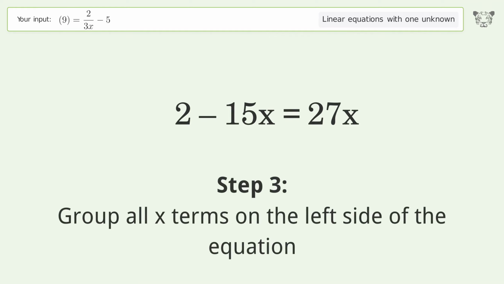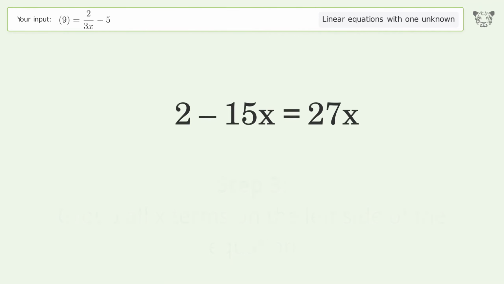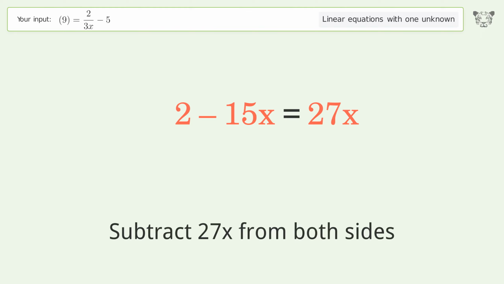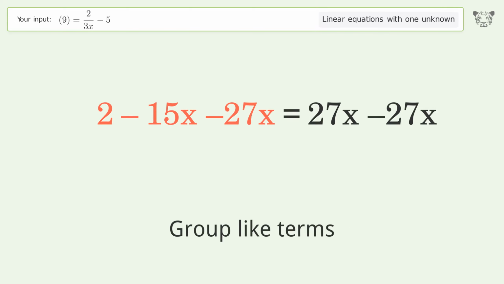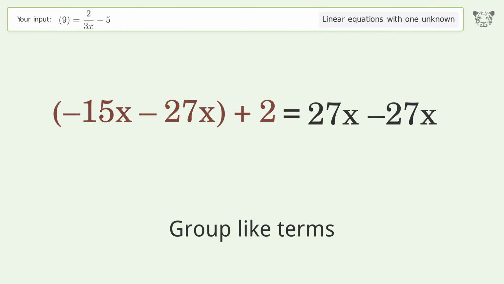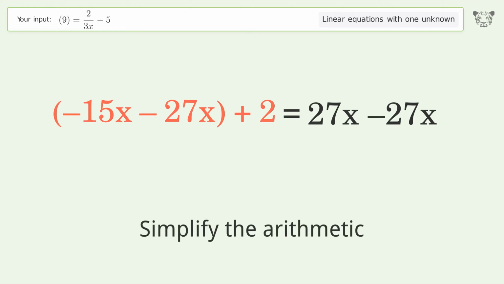Group all x terms on the left side of the equation. Subtract 27x from both sides. Group like terms. Simplify the arithmetic.